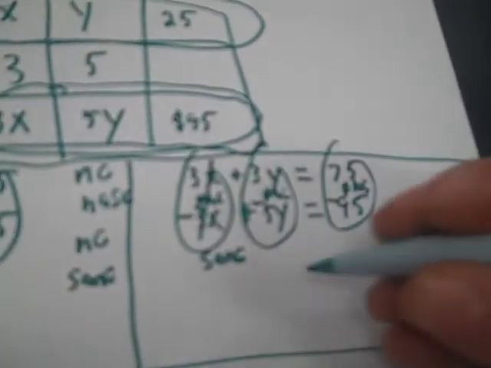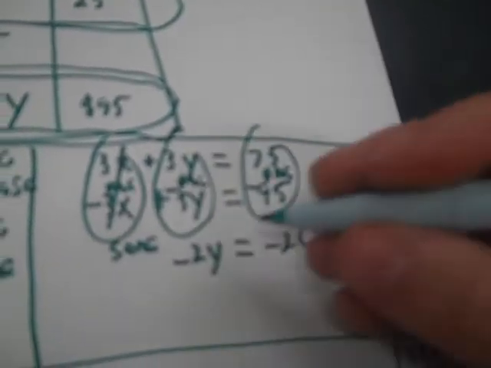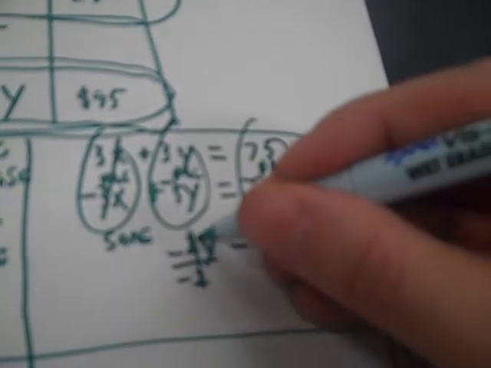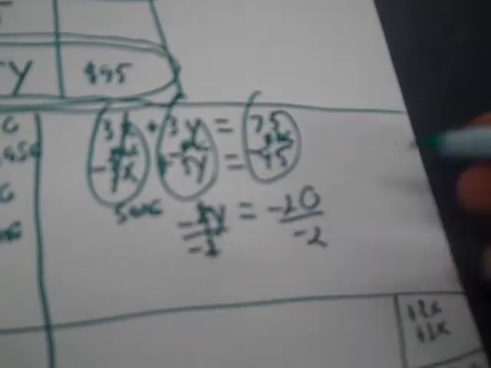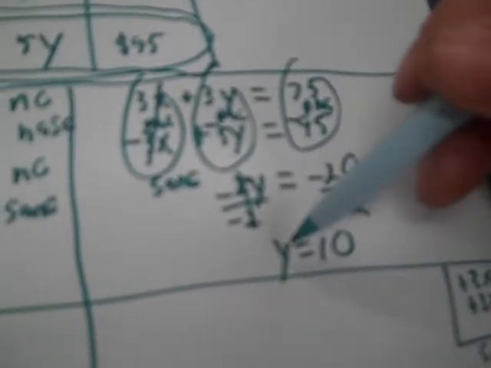3 plus negative 5 is negative 2 with y. And 75 plus negative 95 is negative 20. Okay, so now I divide by negative 2. Dot it first. Okay, and negative 25 by negative 2 is 10. Okay, so y equals 10.